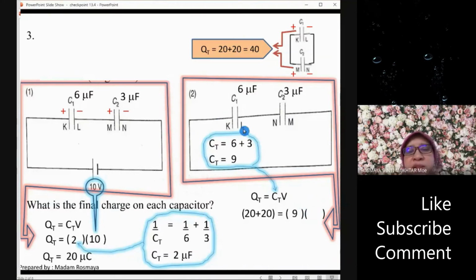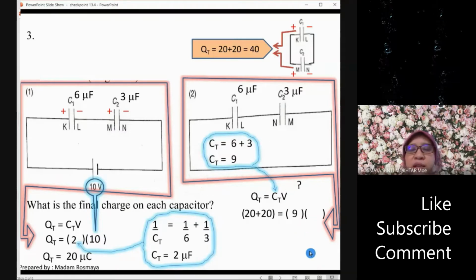The voltage across each capacitance, because the charge flowed out already. It can move freely. That's the logic. So you cannot use this V, 10 volt. If you don't understand, you can write there in the chat for checking.